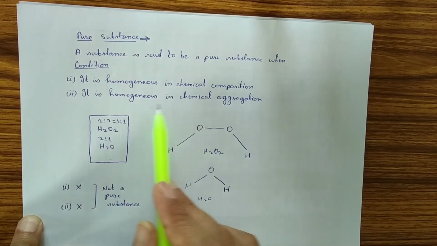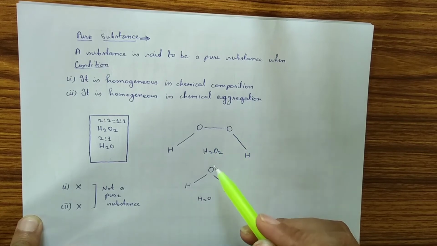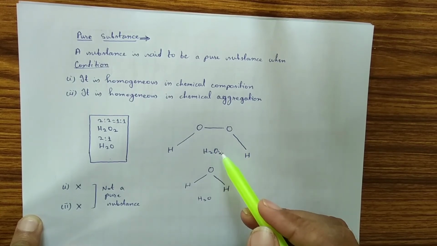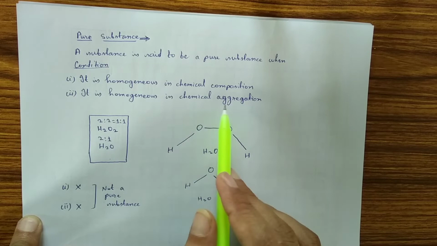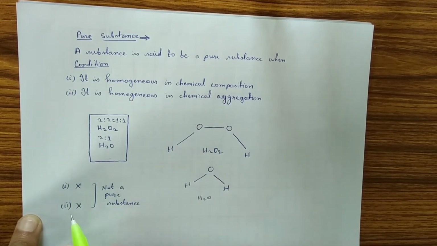So it is not homogeneous in chemical aggregation. Since the chemical combination of these two molecules is different, it is not in homogeneous chemical aggregation. So since it is not homogeneous in chemical composition and not homogeneous in chemical aggregation, this is not a pure substance.